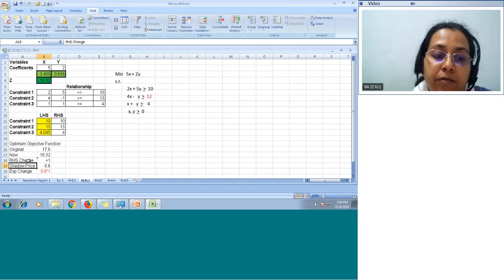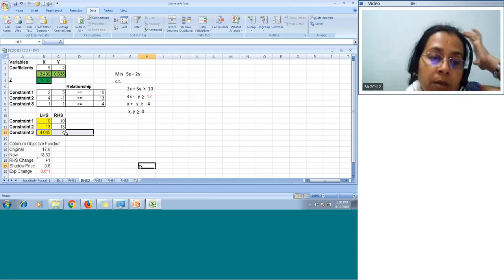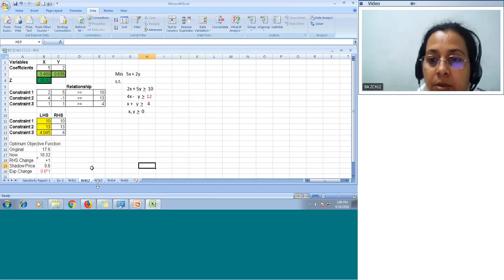I have changed 1 unit in the RHS, so 0.6 is the change here. And you can see the first two constraints are binding now, so my solution point has changed. The X value and Y value have changed, and the third constraint is non-binding. I think everyone is getting this.